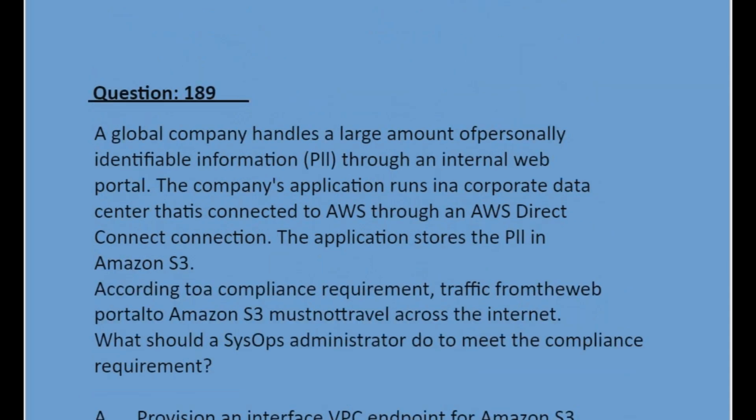Question is, a global company handles a large amount of personally identifiable information, PII, through an internal web portal. The company's application runs in a corporate data center that is connected to AWS through an AWS Direct Connect connection. The application stores the PII in Amazon S3. According to a compliance requirement, traffic from the web portal to Amazon S3 must not travel across the internet. What should a SysOps administrator do to meet the compliance requirement?